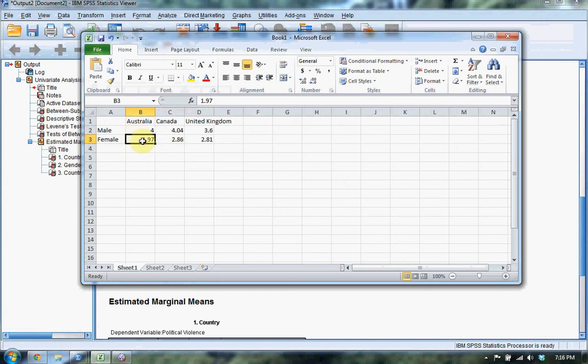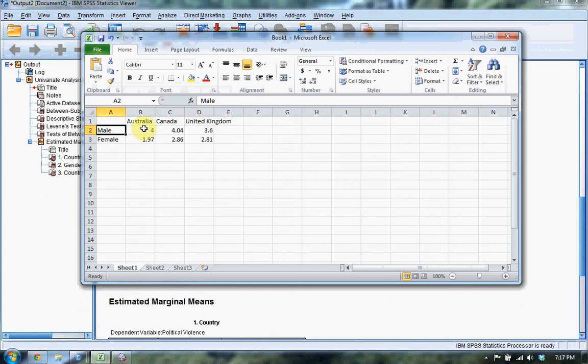So here we can see that in all cases males have a higher mean than females. If it were the case that, for example, in the United Kingdom, they had a lower mean than females, that would be a disordinal relationship in accordance with the difference between male and female. As you can see, that is not the case. So in the relationship of male and female, it is ordinal.